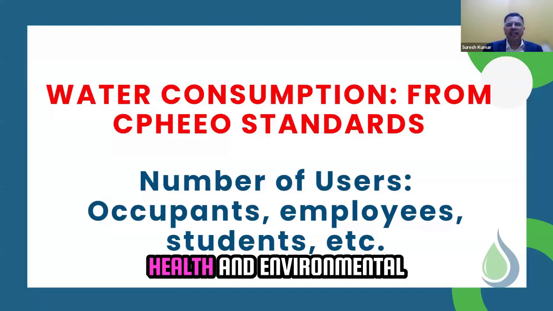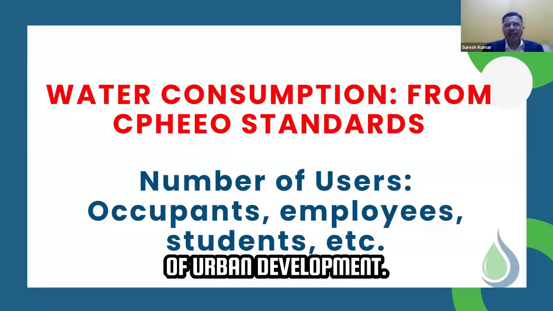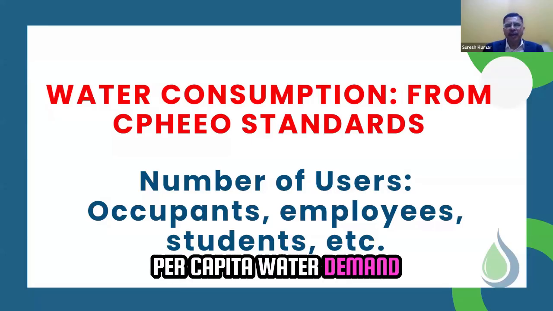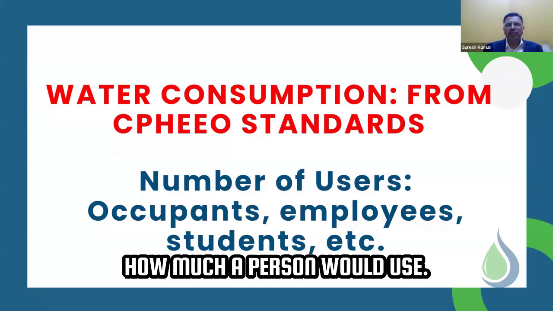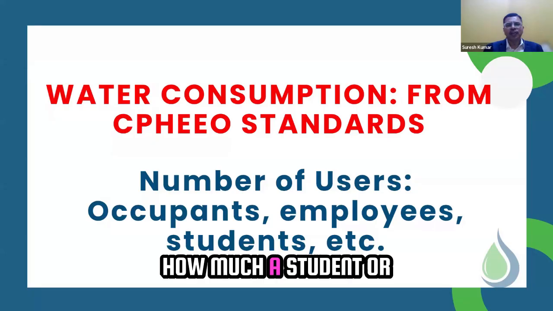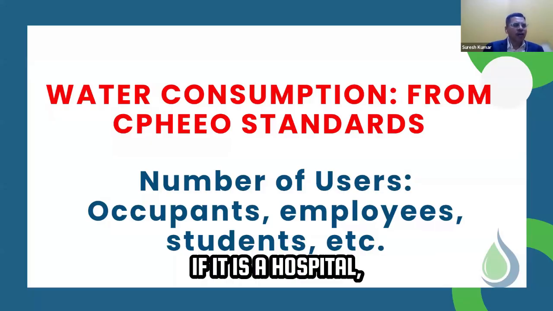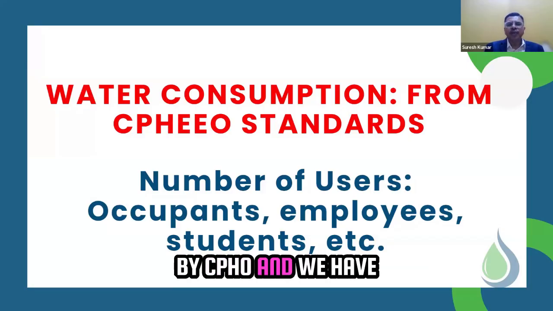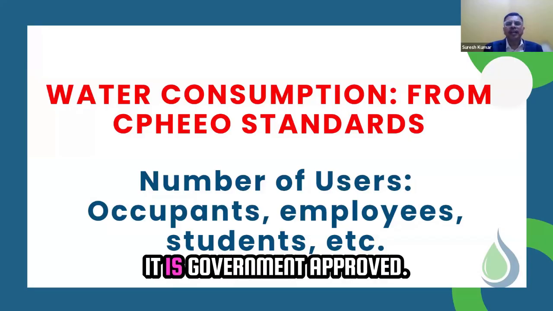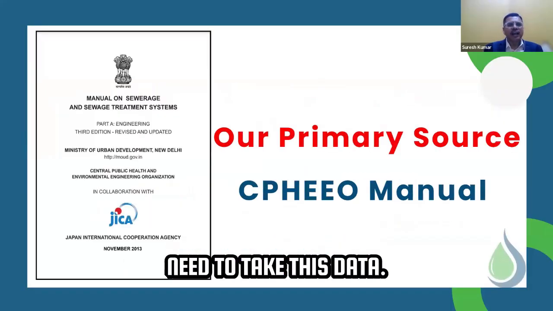CPHEEO, the Central Public Health and Environmental Engineering Organization. It is under the Ministry of Urban Development. I'll show you the links in a while. It basically talks about per capita water demand in each different segment. If it is a college, how much a person would use. If it is a hostel, how much a student or boarder would use. If it is a hotel or a hospital, what would be the consumption? This kind of data is published by CPHEEO, and we have to use this source because it is government approved. It is a government department which is saying we need to take this data.